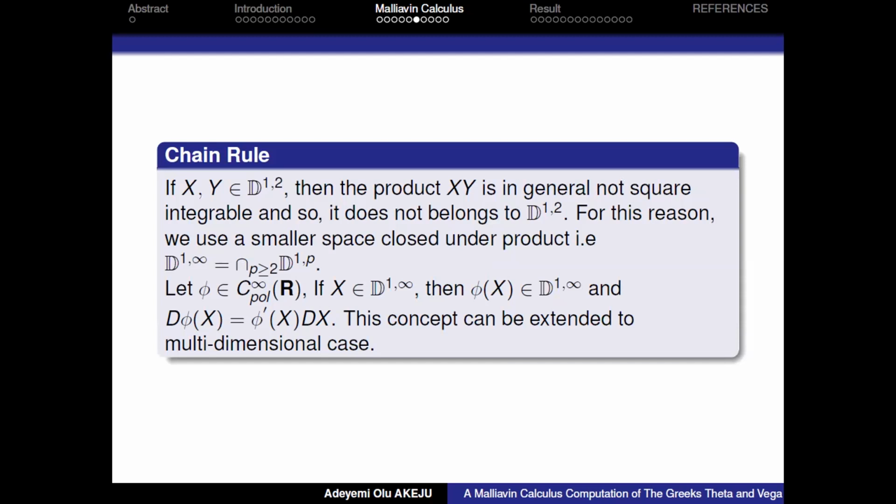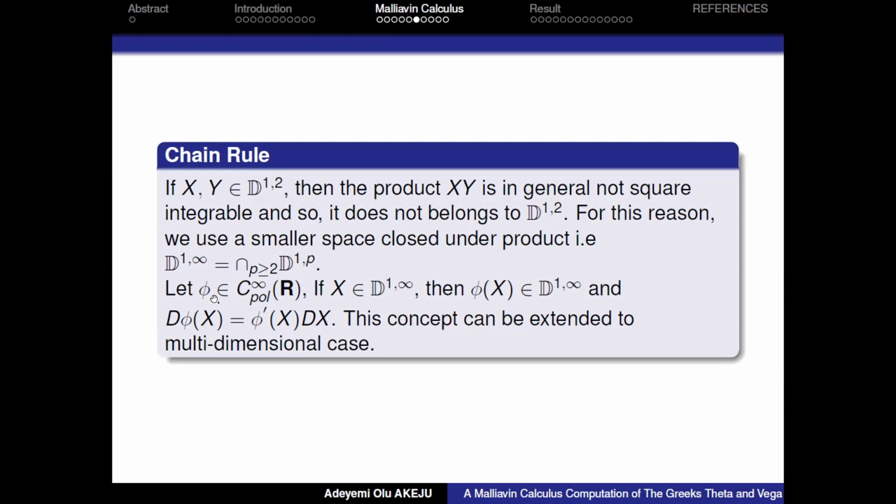That means it doesn't belong to their space. And so in order for us to deal with this kind of situation, we consider a smaller space that is closed on that product. And that brings us to the idea of a D1 infinity. So this is a smaller space, where the product of these two variables x, y can be obtained in this space.